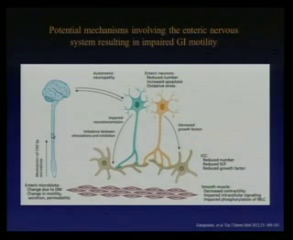Diabetics also tend to have a reduction in the number of enteric neurons in the GI tract. The decrease in motility is often due to a reduced number of enteric neurons, and this is caused by increased apoptosis or cell death due to oxidative stresses.